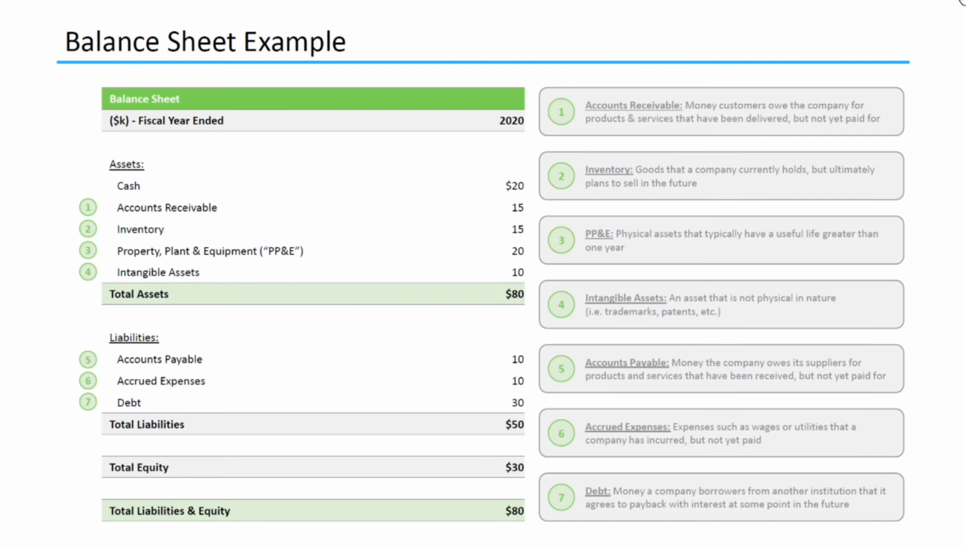So for example, if the company pays its employees every 2 weeks, and after 1 week, the employees have accrued a week's worth of wages, but the company has not yet paid for those wages, accrued expenses will capture the wages that have been earned but not yet paid for. Next, you will see debt, which outlines the amount of money a company borrows from another institution that it agrees to pay back with interest at some point in the future.